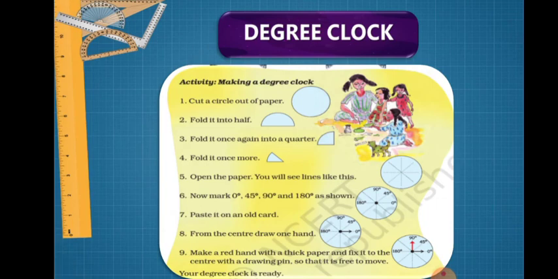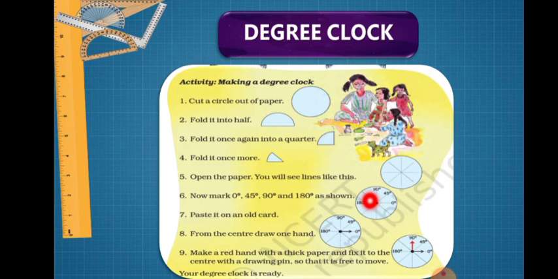Degree clock. There is one activity for you children, making a degree clock. Cut a circle out of paper like this. Fold it in half. Then fold it once again into a quarter like this and fold it one more time. Open the paper. You will see the lines like this. Now mark 0 degree, 45 degrees, 90 degrees and 180 degrees as shown in the figure.